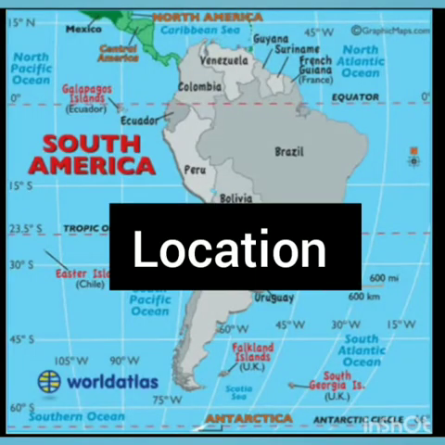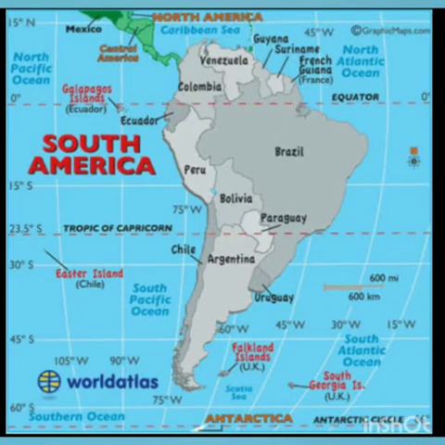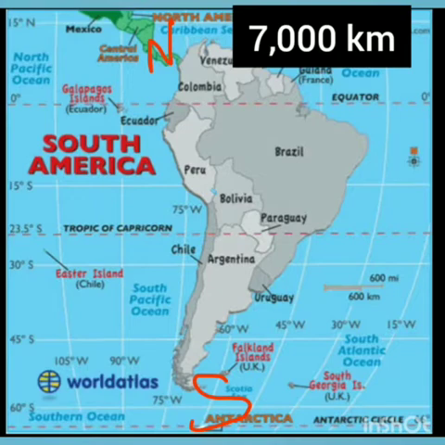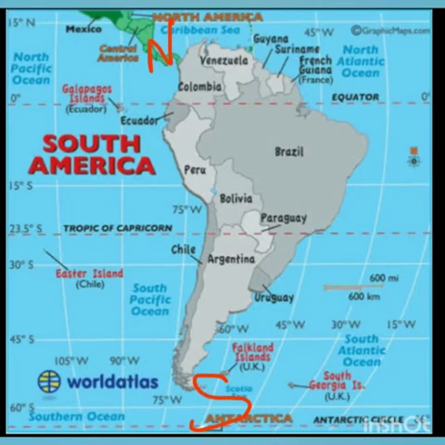Next is location. South America stretches north to south for a distance of around 7,000 km. It extends from 12 degrees north to 55 degrees south latitude. What is latitude? Latitude extends from east to west. That imaginary line is known as latitude.